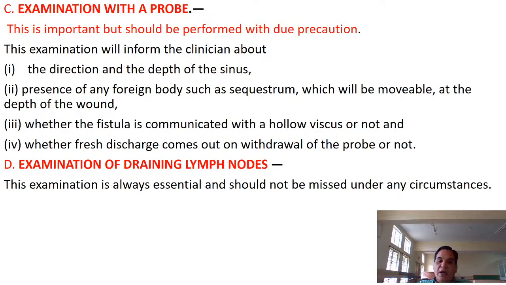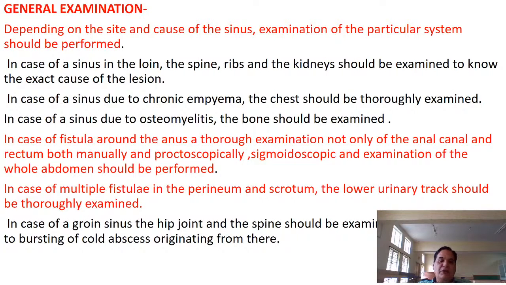Most important, as in a regional examination of a lump, you have to examine the regional lymph nodes also in cases of a sinus or fistula. So this is how you examine the fistula. Local examination is over. General examination.